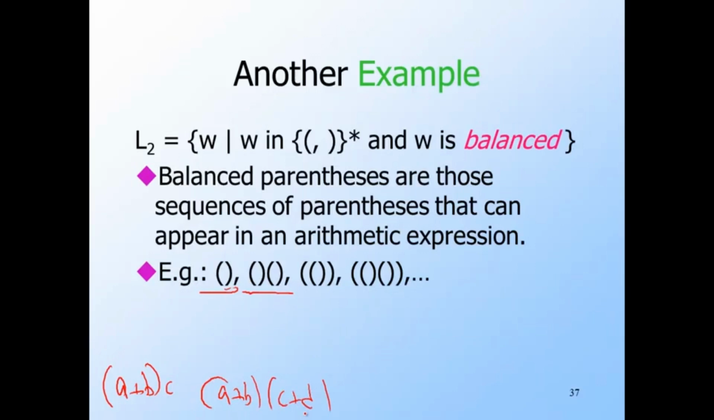Examples of strings that are not balanced are the right paren followed by a left paren. This is not balanced because no prefix of a balanced string can have more right parens than left parens. Obviously, there is no arithmetic expression that has this sequence of parentheses as its sole set of parentheses. Also, 3 lefts followed by 2 rights is not balanced because it has more left parens than right.